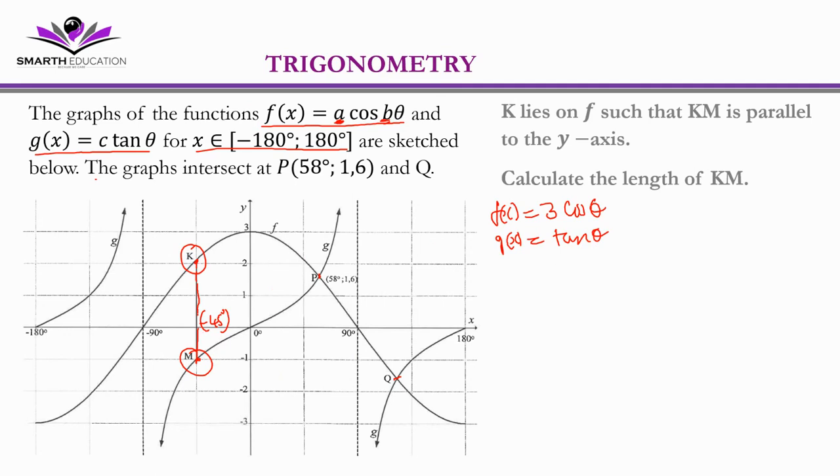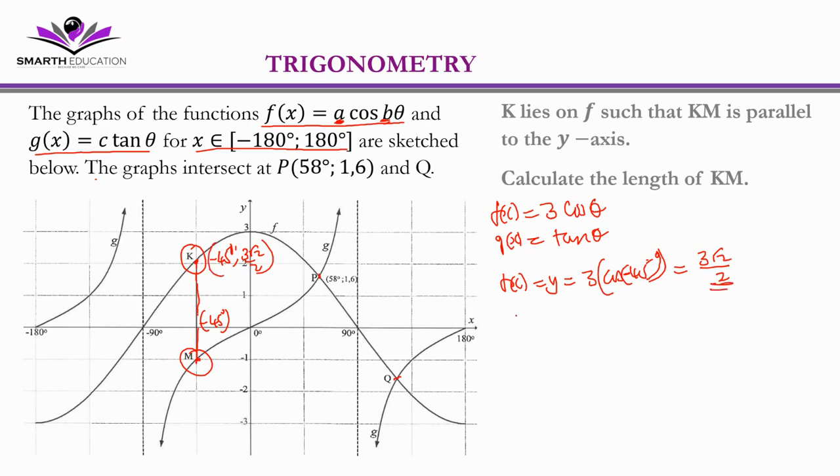If x is negative 45 degrees, then f of x, which is equal to y, is equal to 3 cos negative 45 degrees. Okay, and then what do we get? We get 3 root 2 over 2, which is 3 times root 2 over 2. So it means K is negative 45 degrees, 3 root 2 over 2.